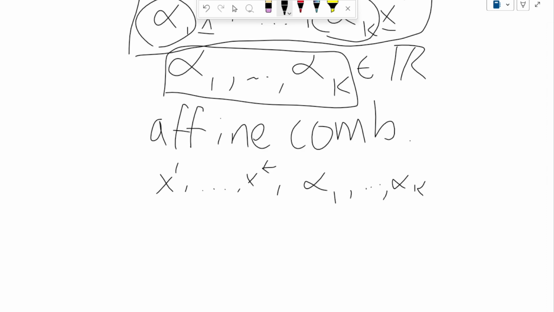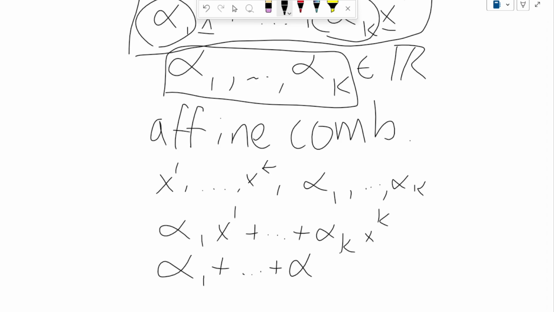And we're going to take a sum, just like we did normally. So this is a type of linear combination. But we're going to add another constraint. We're going to require that these sum to 1. Now, we're not going to put any other constraints on them. We're just going to require that they sum to 1, and that's all.